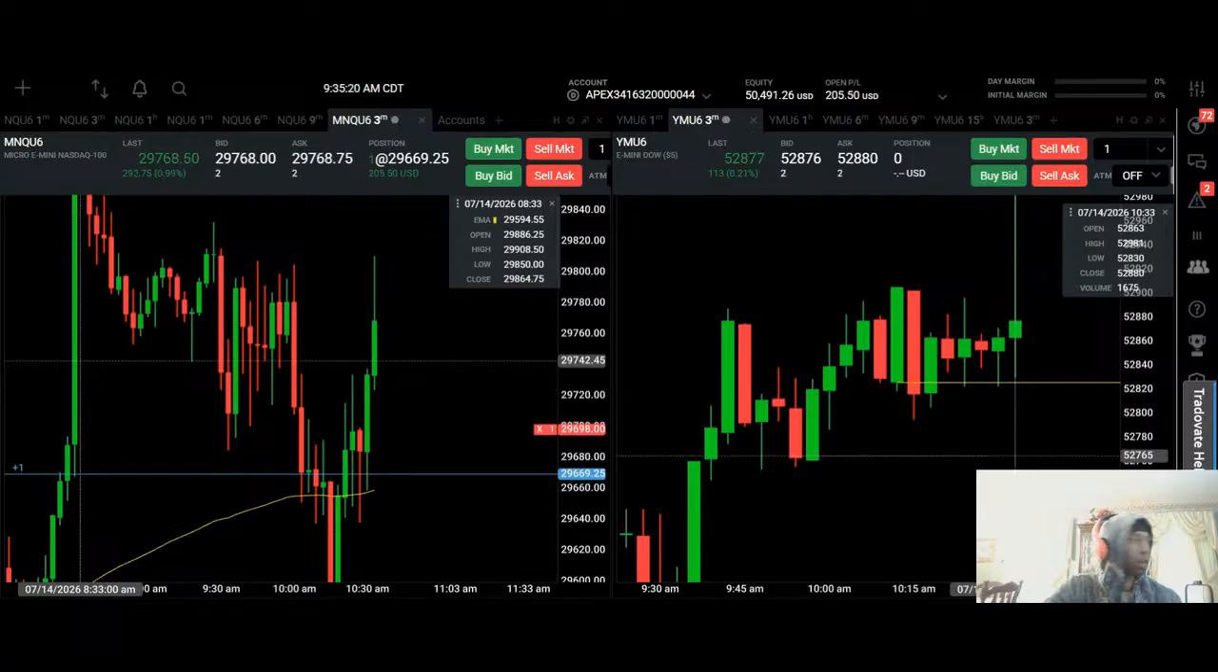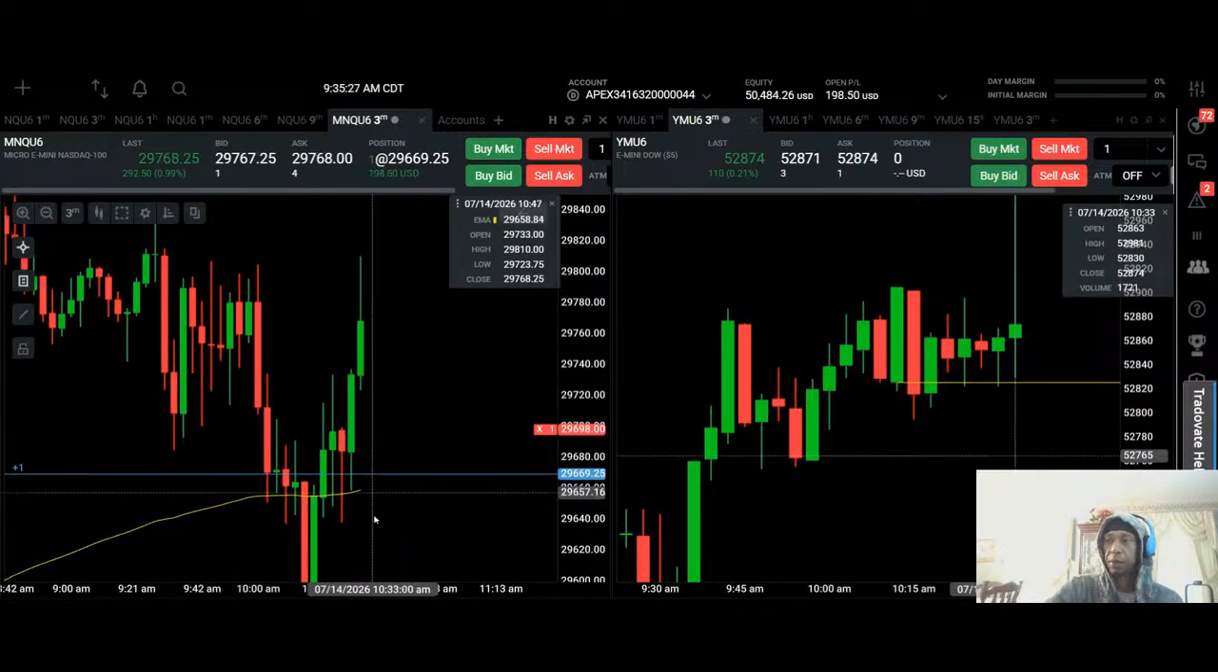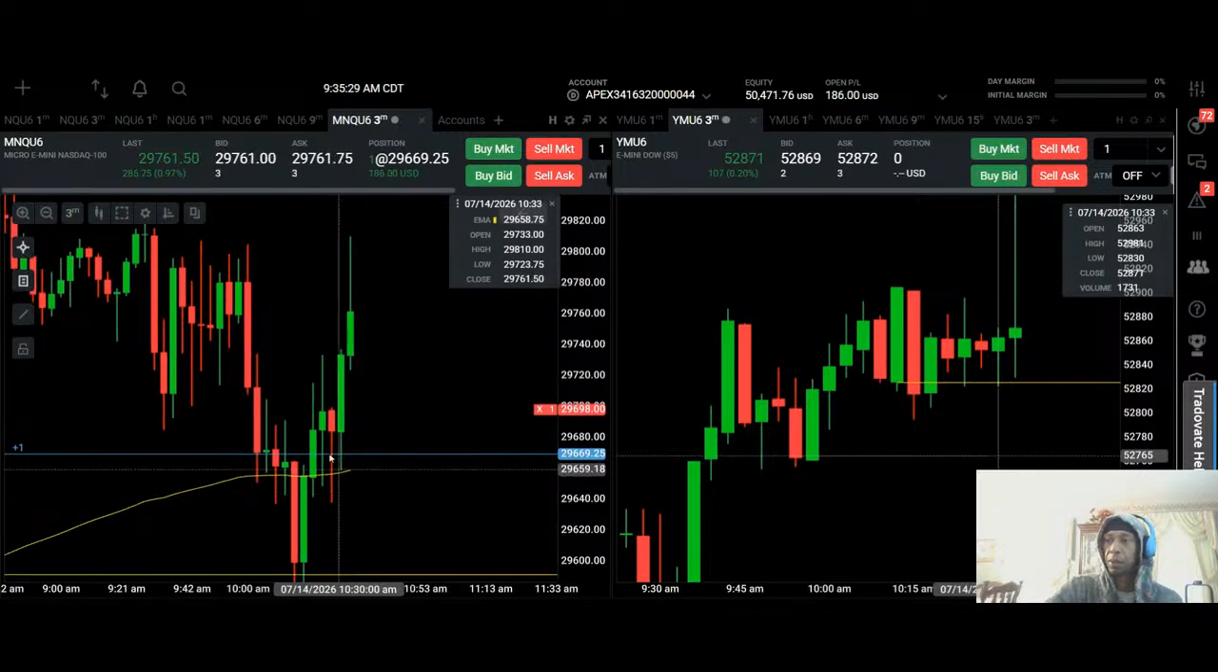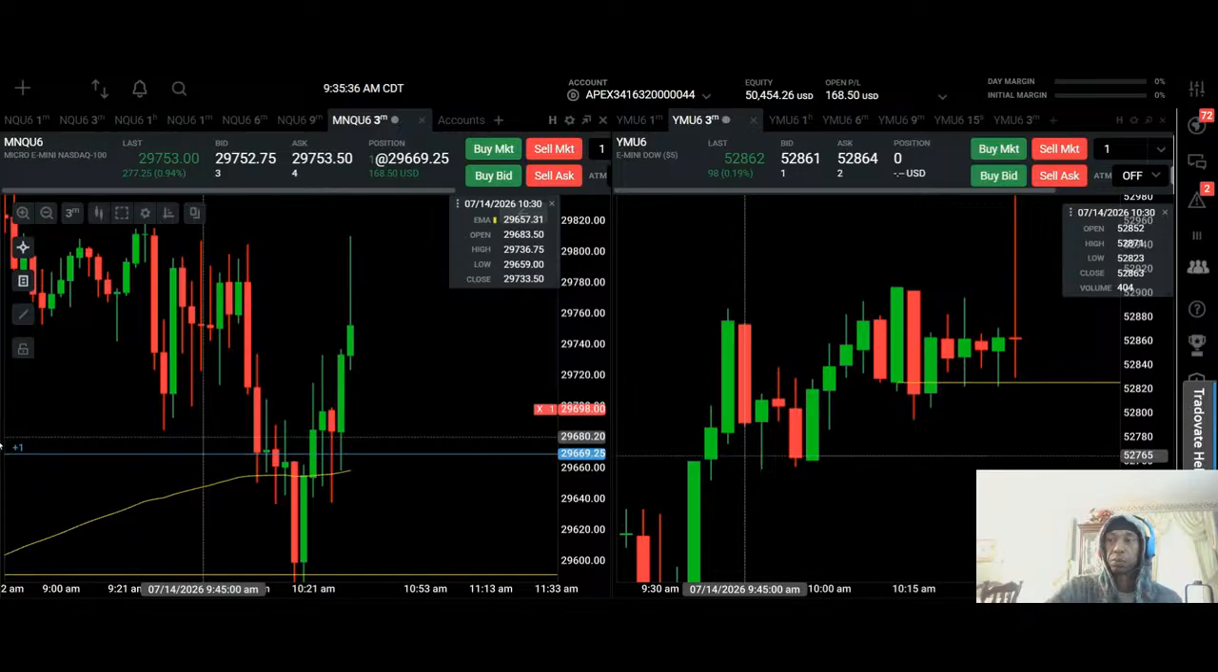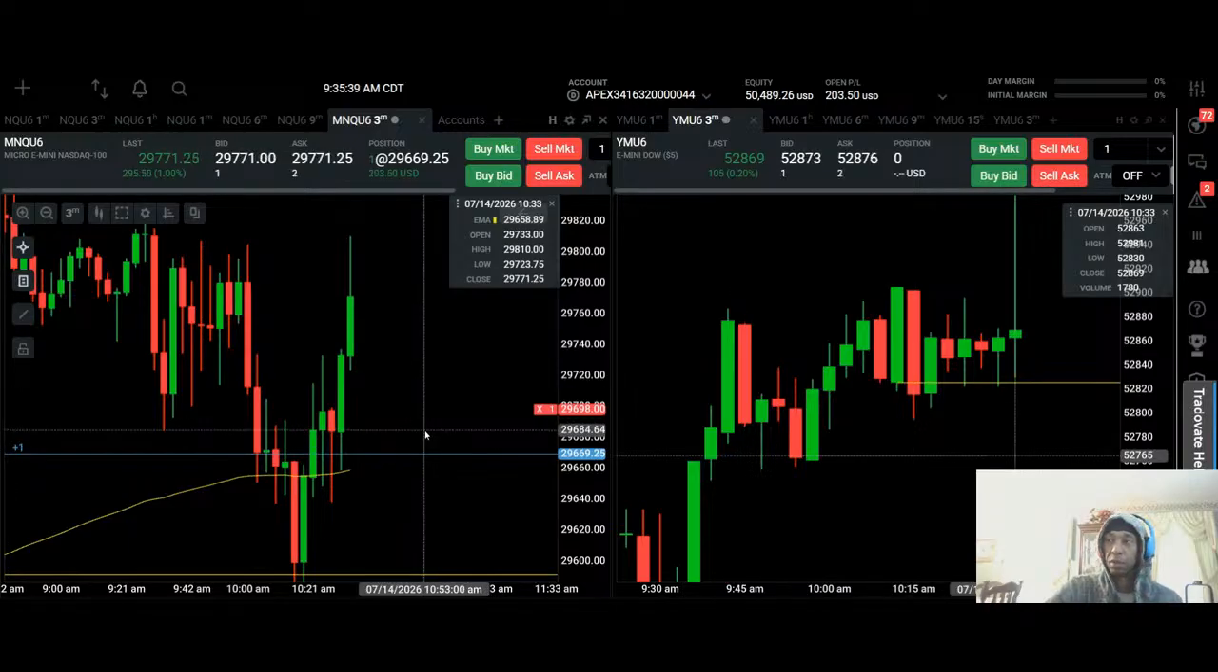I could potentially consider adding one. But in order for me to do that, it would have to come all the way back down here. This 10:27 candle. If it comes back down to that 10:27 candle, I'll probably take a continuation buy to the top side.